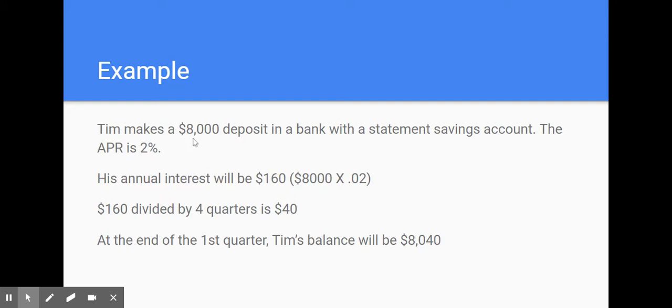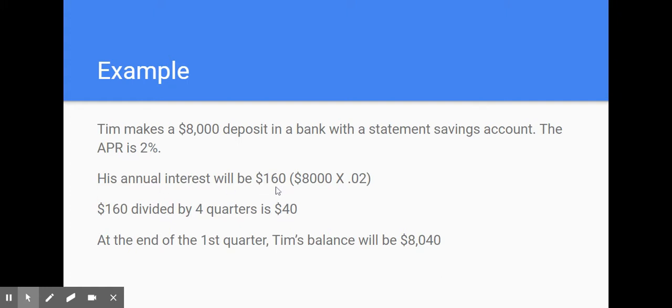So if Tim's principal is $8,000, his interest rate is 2%. At the end of the year, 8,000 times 0.02, he's going to make $160, but that's not $160 that's paid out annually every year. That's interest that is paid out every quarter. So you're not going to get $160 every quarter. That'd be way too much. That doesn't make the math work.